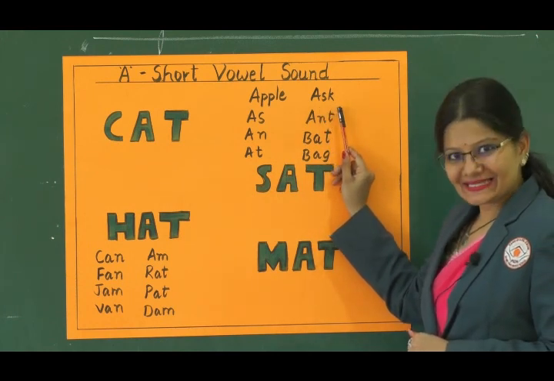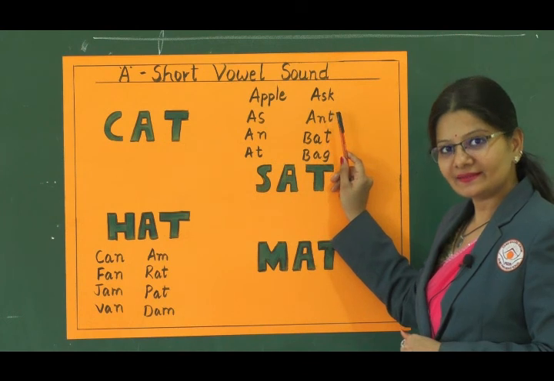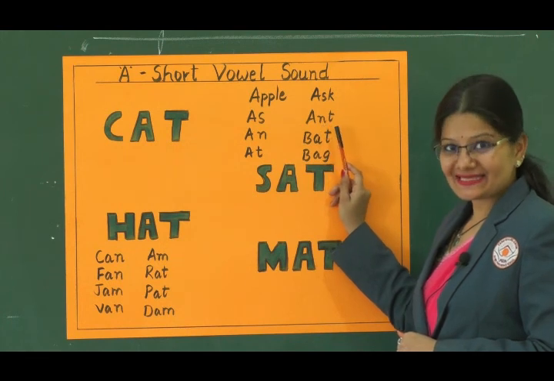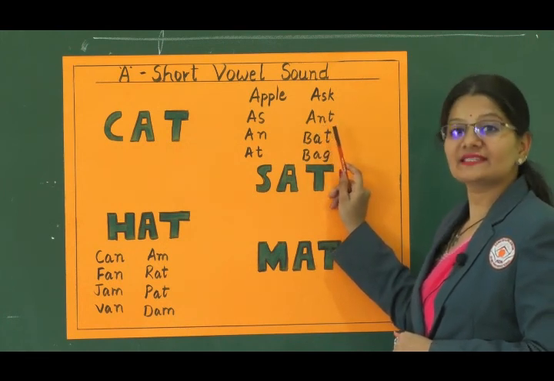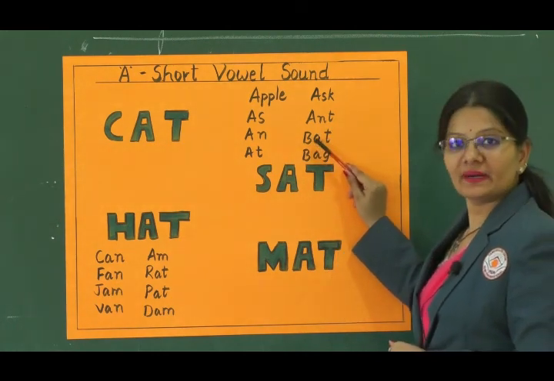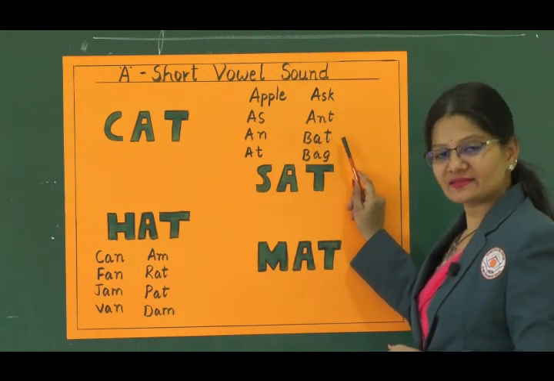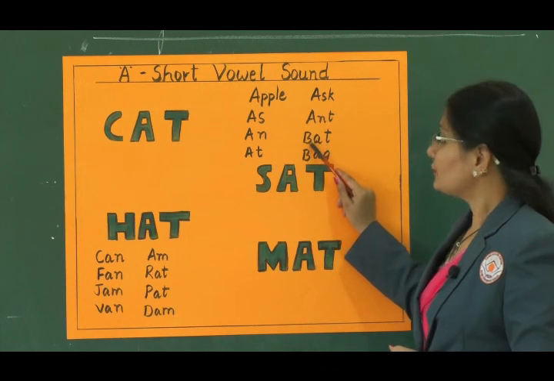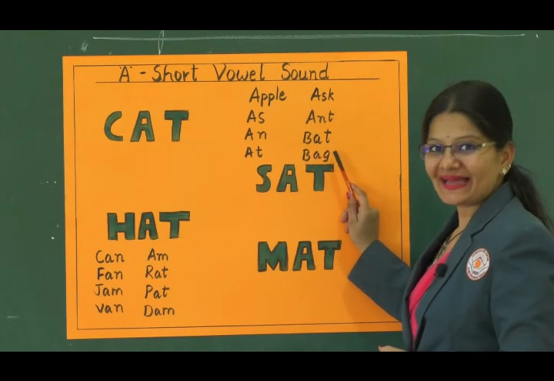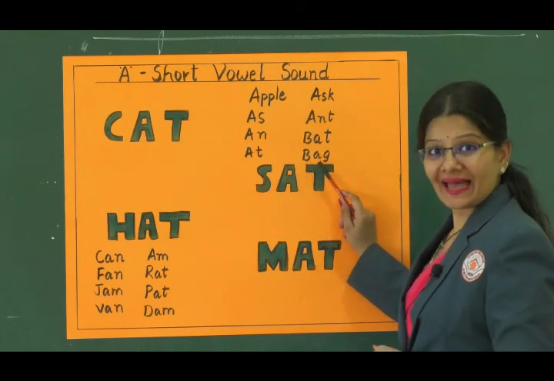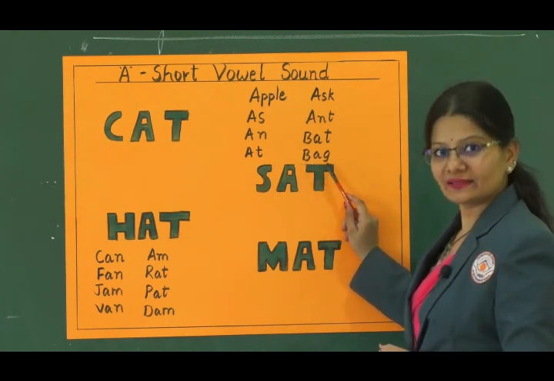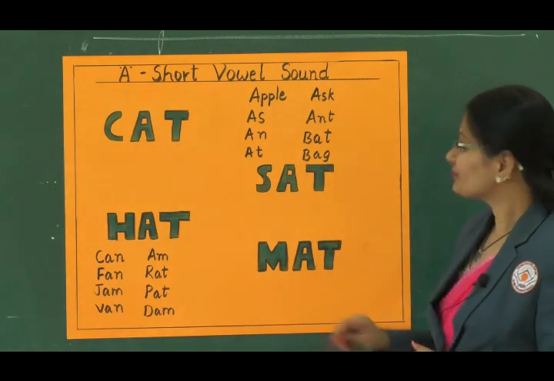Ask. Ant. Okay? Next one. B, A, T. Bat. Repeat again. What is the sound of B? B, A, T, bat. B, A, G, bag. Now you repeat.